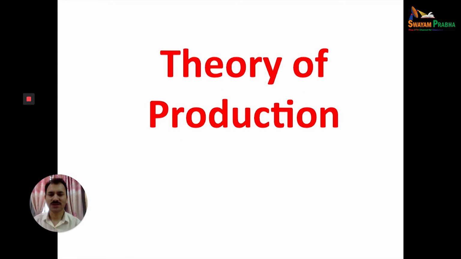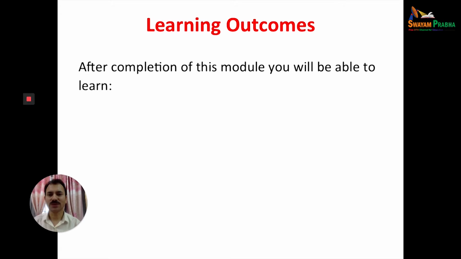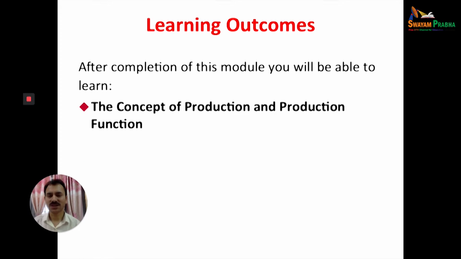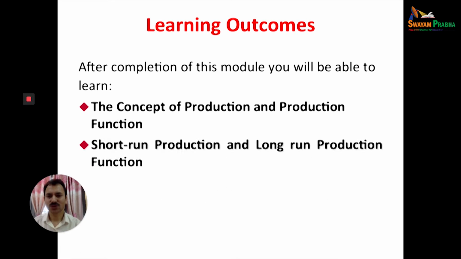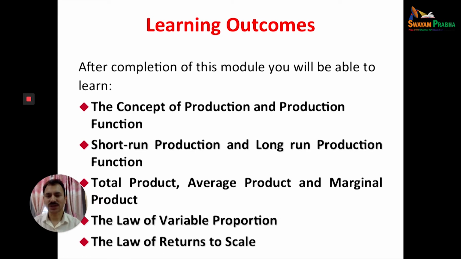Welcome everyone. On today's lecture, that is Theory of Production, Module 6, Lecture 1 of this series. I'm sure after completion of this module, you will be able to learn the concept of production and the concept of production function, short-run production function, long-run production function. There are two types of production function we will discuss. Total product, average product, marginal product, law of variable proportion, and law of return to scale.